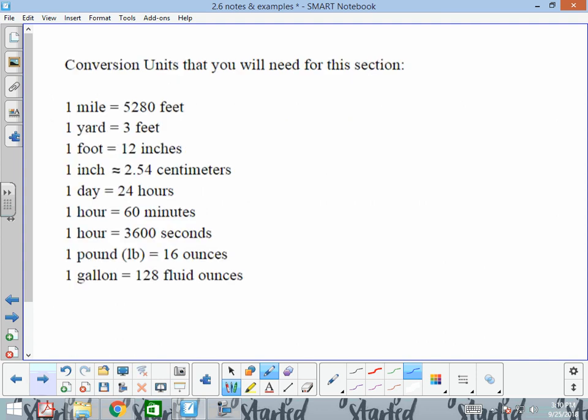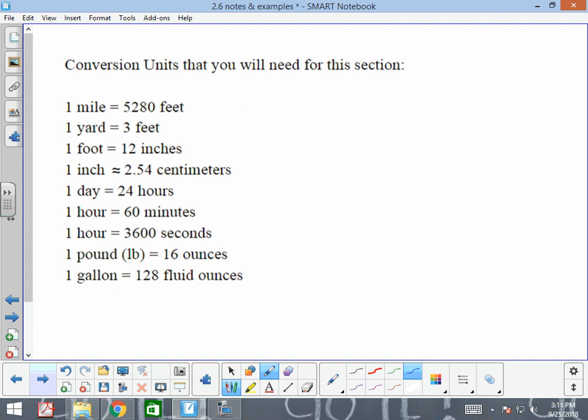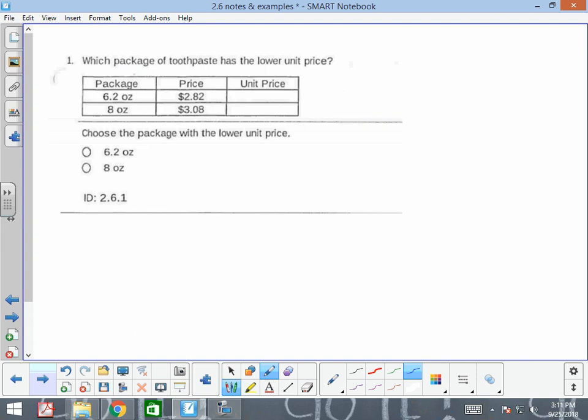On the back, I gave you some conversion units that you will need for this section. I am not going to ask you to memorize these. I will give these to you when we do the quiz and the test, or they'll be available to you. All right, let's start with the homework examples. Again, you get to use a calculator, so if you want to go ahead and get that out, you can.